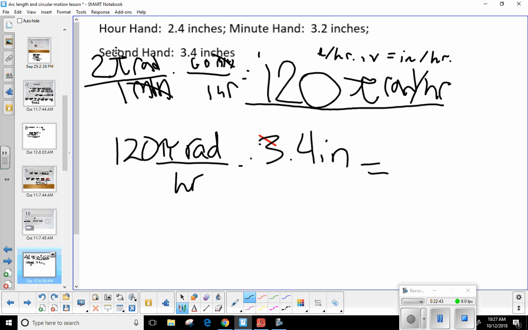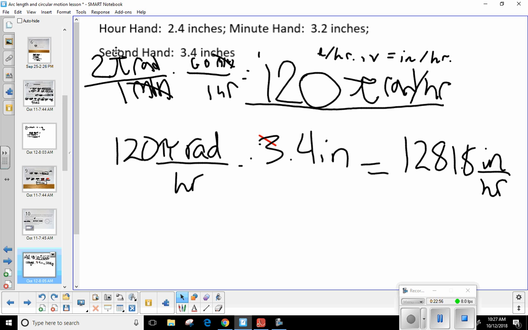So that will already be in inches per hour. So he says 1,281.8 inches per hour. Absolutely right. He multiplied the length of the second hand by the angular speed. That is absolutely right. Okay, good. If both of you gentlemen will sign this piece of paper, so I know who to give the bonus to. Okay, that's one down. We still need the hour and the minute.